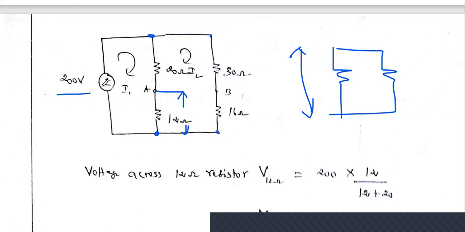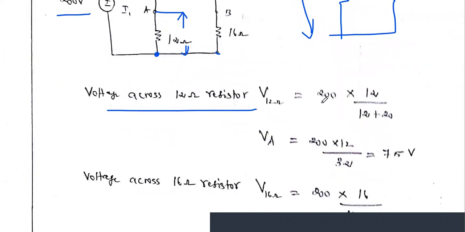According to the voltage division principle, which we studied in the second unit along with the current division principle, we are going to measure the voltage across the 12 ohm resistor. What is the voltage division principle? The voltage across any resistor is equal to the total voltage, which is 200 volt, times the same resistance, 12, divided by the sum of the resistances, 12 plus 20. So 200 into 12 divided by 12 plus 20. The answer is 75 volt.